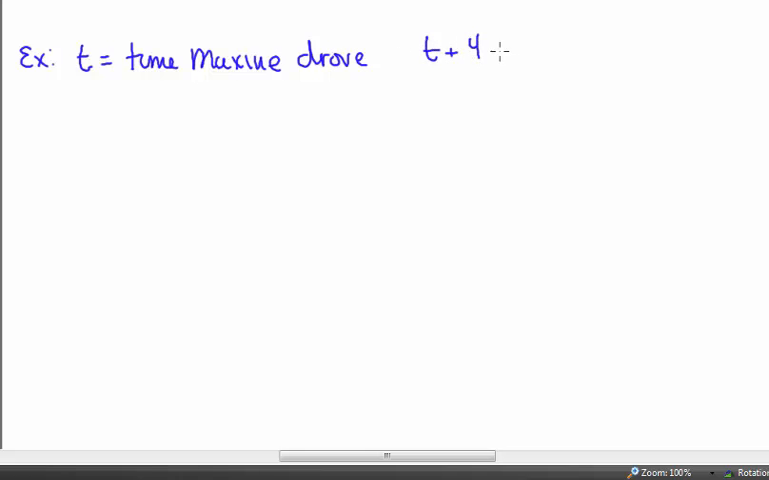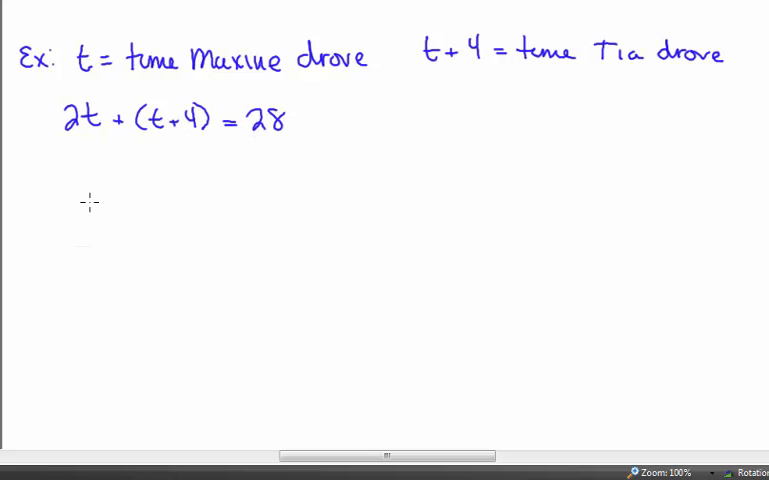t plus 4 is equal to the time that Tia drove. And 2t plus t plus 4 is equal to 28. So we can write any problem. We know that t is the time Maxine drove. Tia drove t plus 4. And then together, twice Maxine's time, so 2t, this is twice Maxine, plus Tia is equal to 28 minutes. Okay, so that's what we've been given.